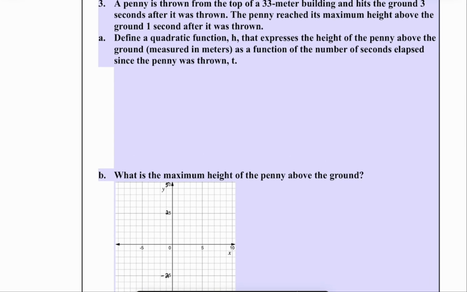It says a penny is thrown from the top of a 33-meter building and hits the ground 3 seconds after it is thrown. The penny reached its maximum height above the ground 1 second after it was thrown. Define a quadratic function h that expresses the height of the penny above the ground, measured in meters, as a function of the number of seconds elapsed since the penny was thrown, which we'll call t. Okay, so we know that h of t is the height of the penny in meters.